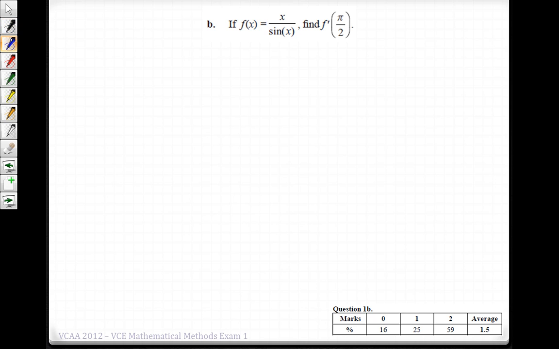Alright, so part B of question 1 gives us f of x, and it says find the derivative f dashed at a value, pi on 2. So, a couple of ways to tackle this question. We could use the quotient rule or the product rule. And if we use the product rule, we just have to use negative powers. So, what I'll do is I'll use the quotient rule.